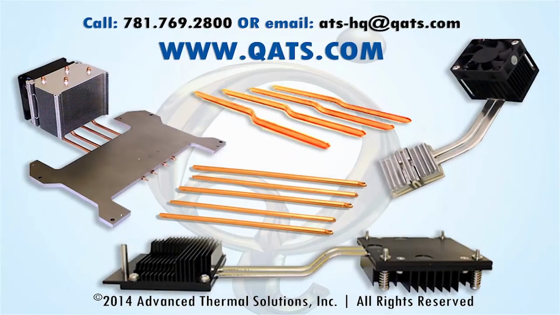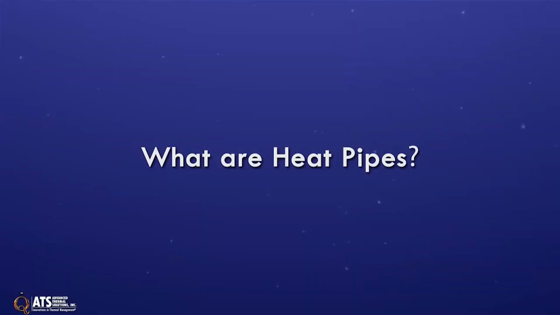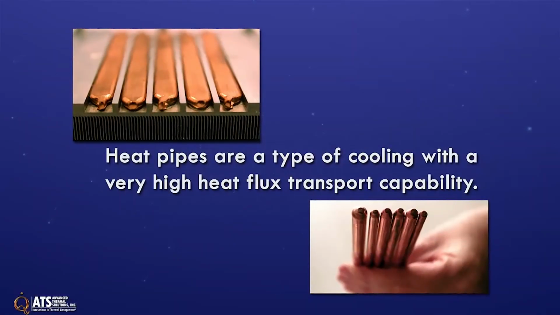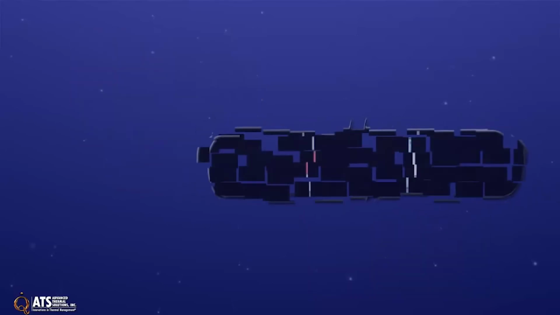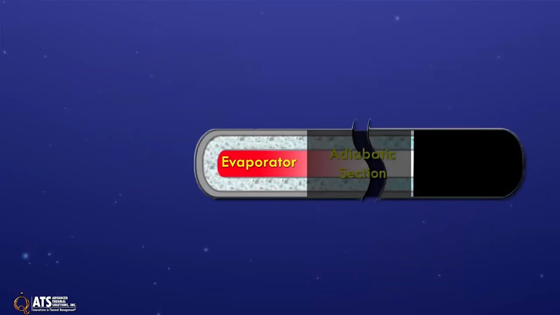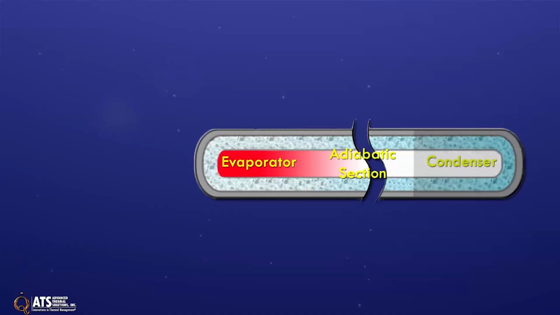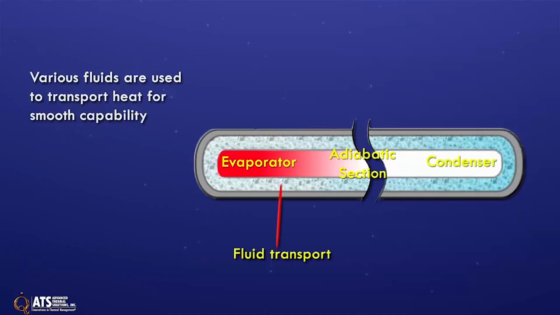ATS has released their newest family of products and services, flat and round heat pipes with heat pipe design services. Heat pipes are closed evaporator condenser systems with a very high heat flux transport capability. Heat pipes consist of an evaporator, an adiabatic section, and a condenser section. Various working fluids are used in a heat pipe to transport the heat energy. Generally, the type of working fluid determines the heat transport capability.